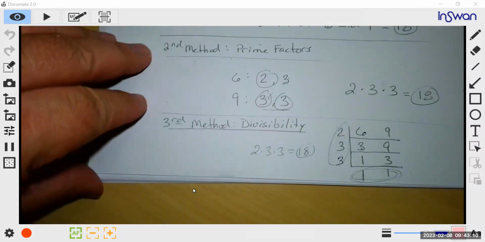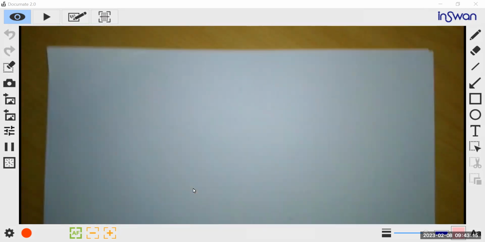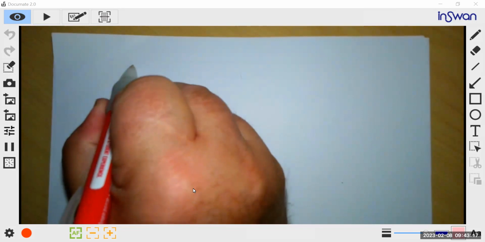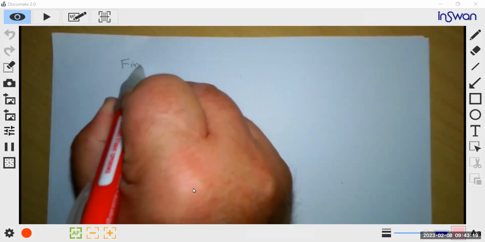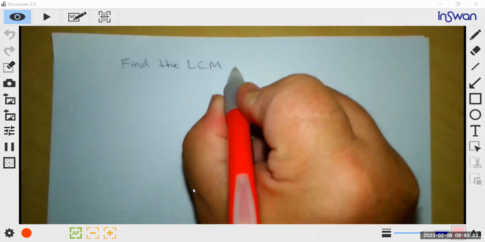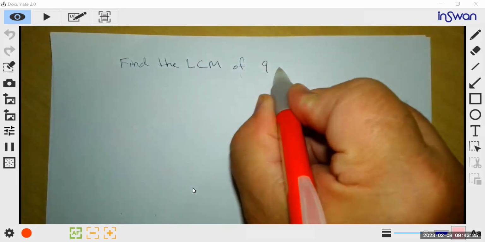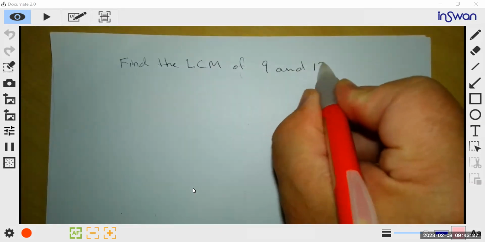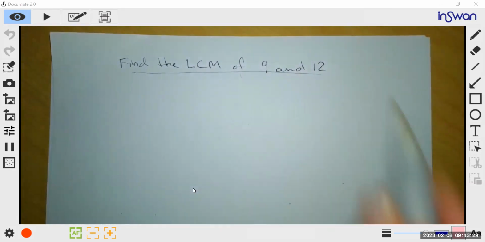Okay, let's look at another set of numbers. Let's look at 9 and 12. Let's get bigger numbers. Find the LCM of 9 and 12. Again, we're going to do all 3 methods. And then you could choose whatever method you want to when you do the homework.